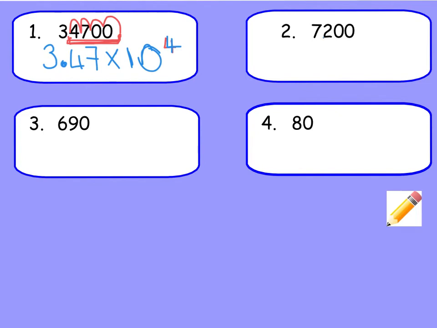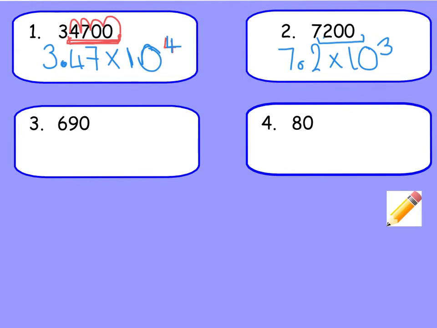My second one, we're going to put the decimal point after the first number. So it's going to be 7.2 times 10. How many places have we moved the decimal point from the end into there? We have moved it 3 places, so it's 7.2 times 10 to the power 3. It is not the number of zeros, all right?